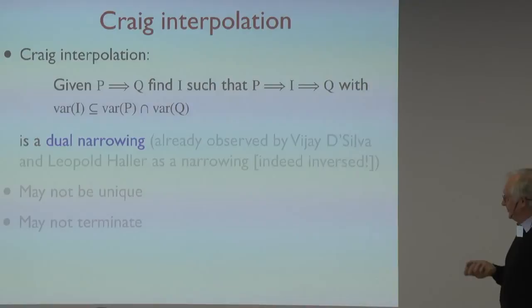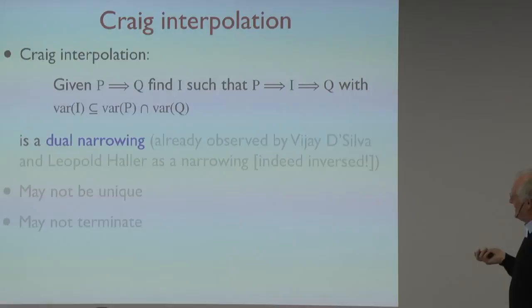So it was observed already by Da Silva and Haller that it is a narrowing. In fact, it's not a narrowing. It's an inverse narrowing. We will see why next slide. But they had the idea. And the problem is that it may not be unique. So you may have to try many to know which one works best. Or you have to be lucky, which is the same as trying many. And it may not terminate. So you can say, after 2 days of trial, I will stop. I declare that I cannot make it.